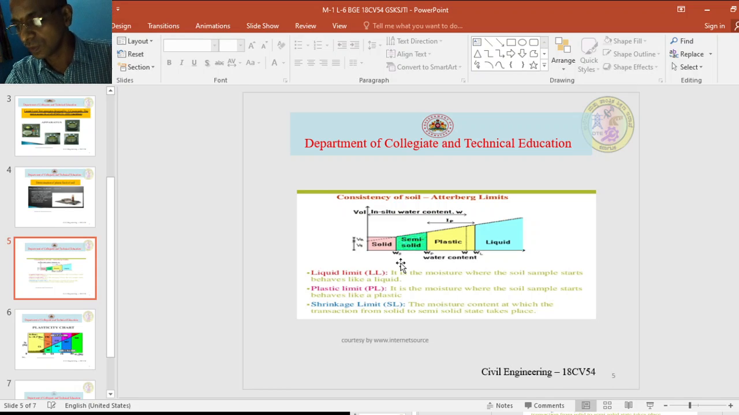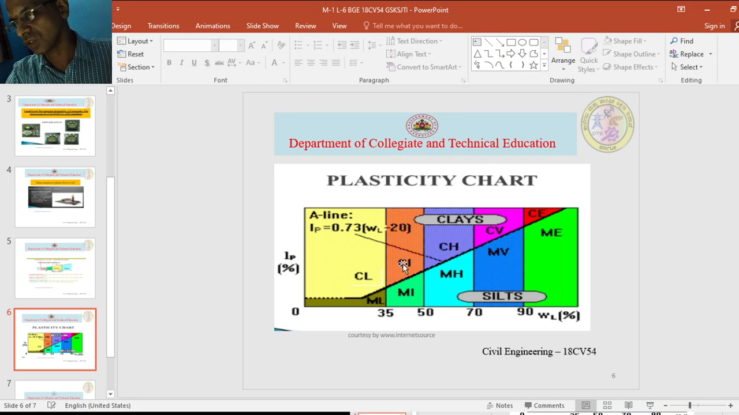Okay. So next, once we know the liquid limit and the plastic limit, we have to plot the plasticity chart. The purpose of plotting the plasticity chart is the classification of the soil. How to plot the chart? Take an ordinary graph sheet, mark the x-axis as liquid limit values and the y-axis as plasticity index values. Plasticity index is IP, which is equal to LL minus PL.